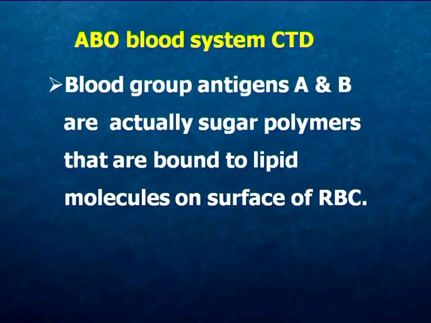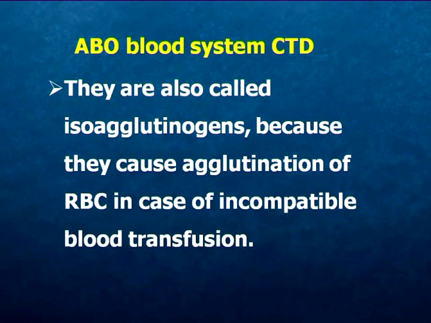Blood group antigens are mainly two, A and B. They are actually sugar polymers that are bound to lipid molecules on the surface of RBC. They are also called isoagglutinogens because they cause agglutination of RBC in the case of incompatible blood transfusions.